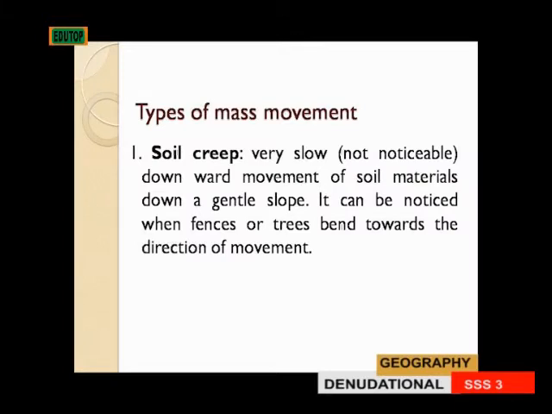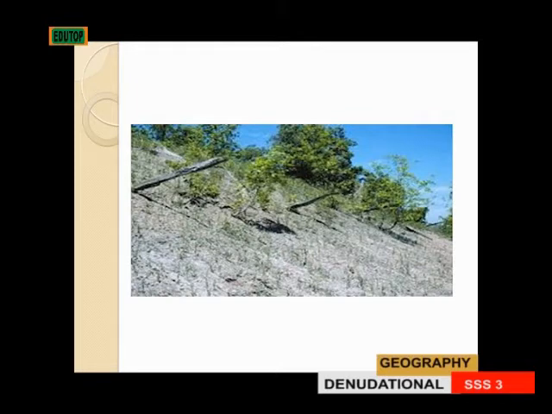Number one, soil creep. Soil creep has to do with a very slow downward movement of soil materials down a gentle slope. Most times, these movements are not noticeable. However, they could be noticed when fences or trees tend to move or tilt towards the direction of movement, as shown in the diagram. You can see the electric pole and the trees all tilting towards the direction of the movement.